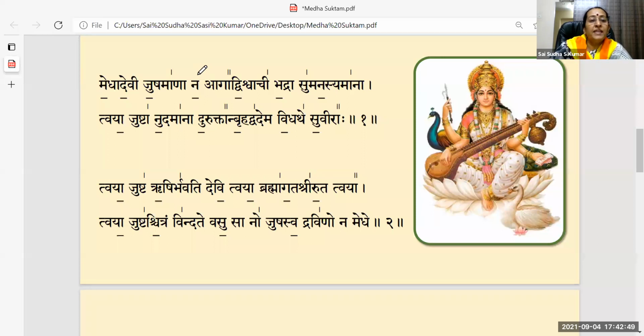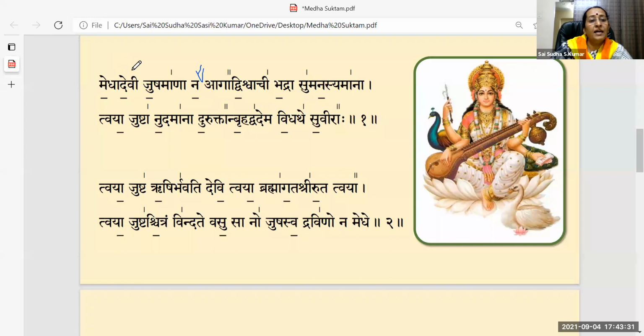So here, Medha Devi Jushamanana. Na, we can see that the intonation is Anudata here. Now, if we change the intonation and make this na as Swarita, Swarita means instead of taking it in a lower swara, if we take it in a higher swara, then the meaning changes. Instead of invoking Devi, we will be saying Devi not to come. So here the intonation is very, very important.